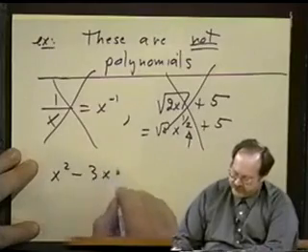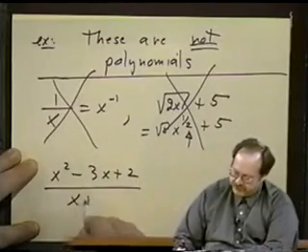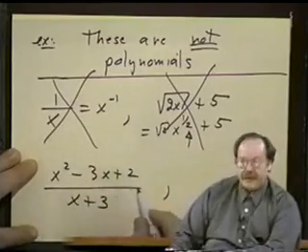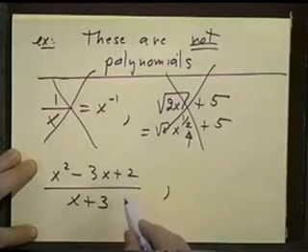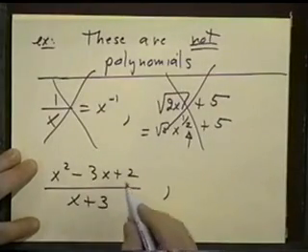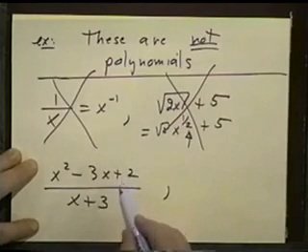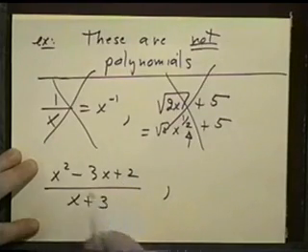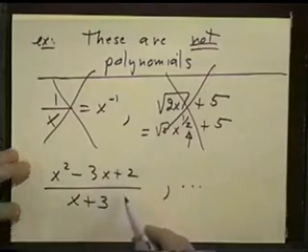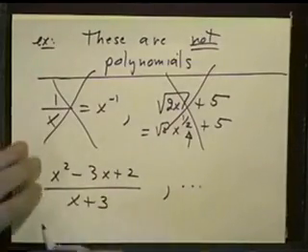x squared minus 3x plus 2 over x plus 3. Not a polynomial. It is a rational function, which we'll discuss later. A rational expression. But it's the division of two polynomials, that's true. The top's a legitimate polynomial and so is the bottom. But this expression is not a polynomial.